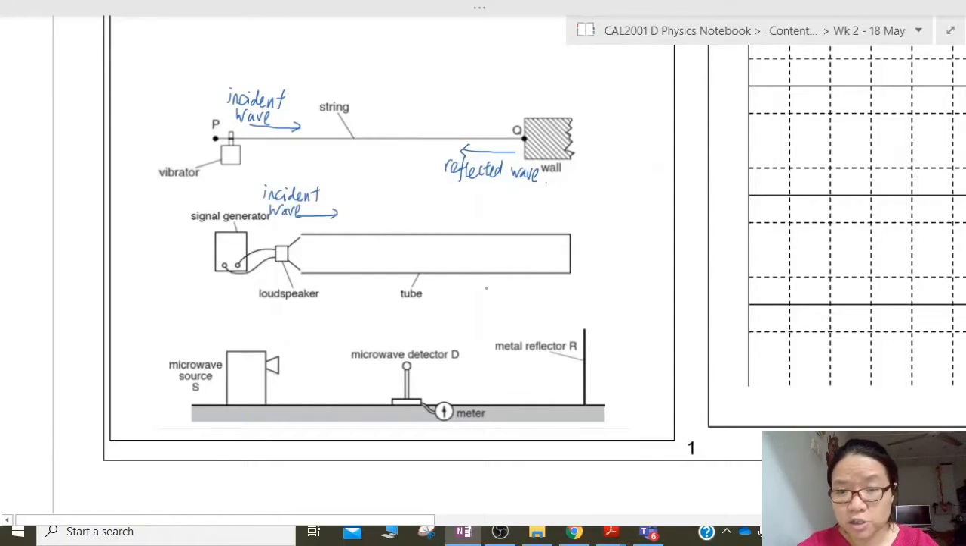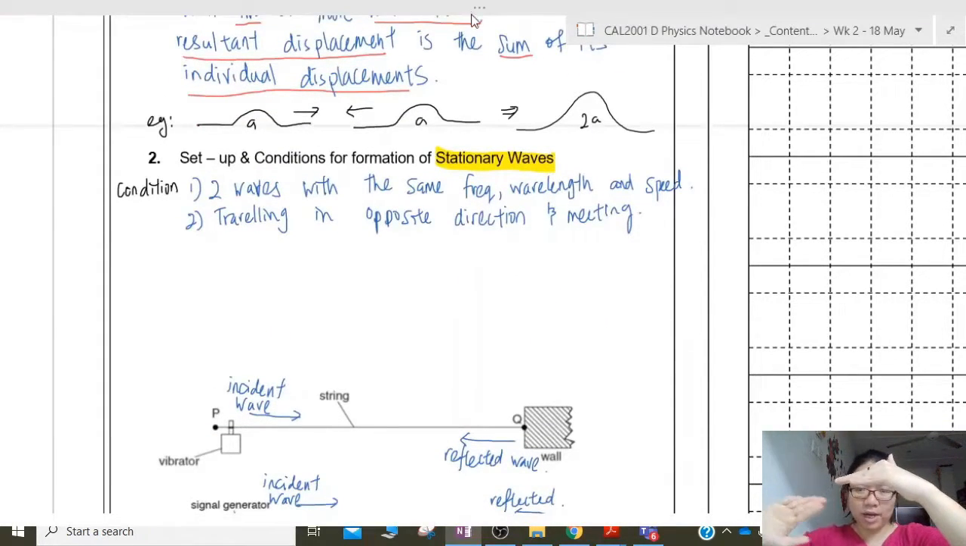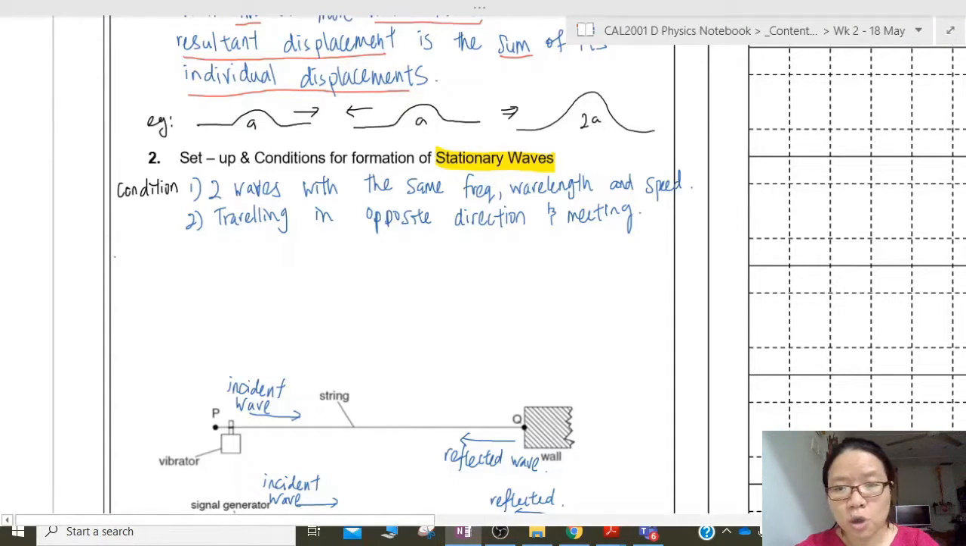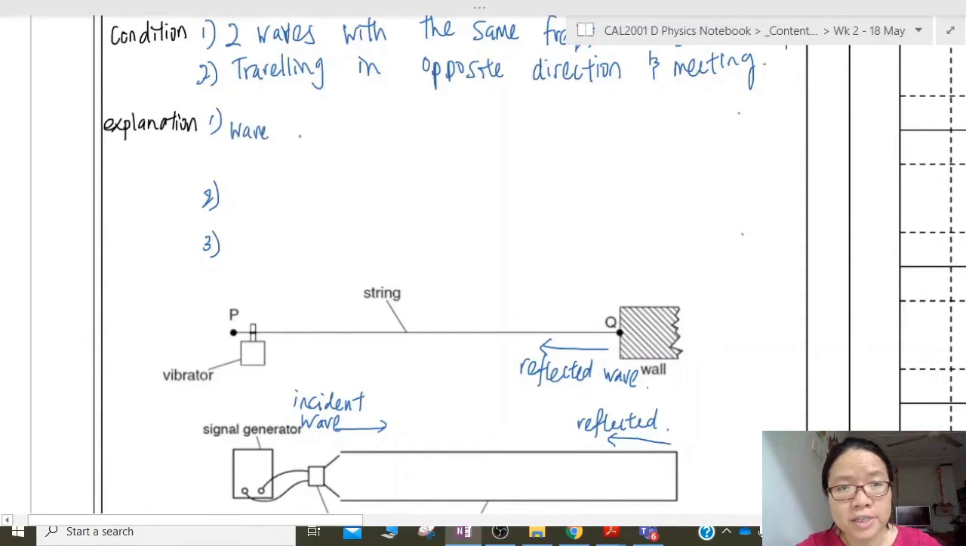Just like the signal generator or a loudspeaker will create an incident wave which reflects at the end of the air column. And you have a microwave source with an incident wave and it reflects at the metal reflector. Okay, so the idea is you have one and then the reflected one will come and they're in the opposite direction. Okay, so we're going to talk a little bit about the explanation. This part they can ask you to, in 2 to 3 points, explain how stationary waves are formed.